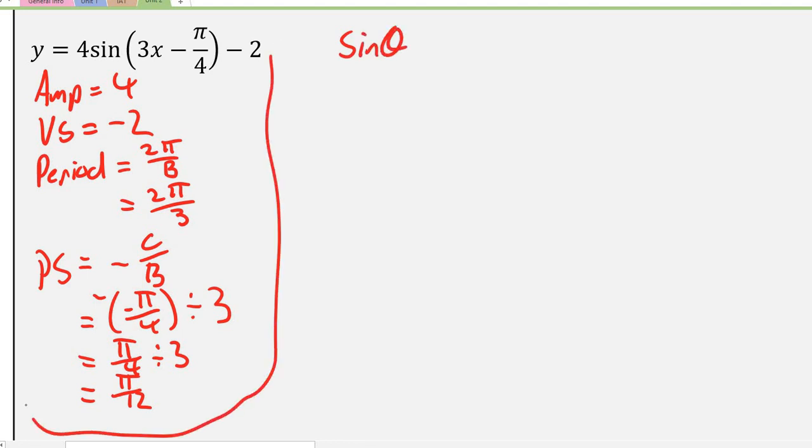So I just put a little bubble around those. So sine theta has, you know how before I was talking about the peak, the trough, the midpoints? We call those critical points. Where does sine theta have its critical points? 0, 0? Where else?